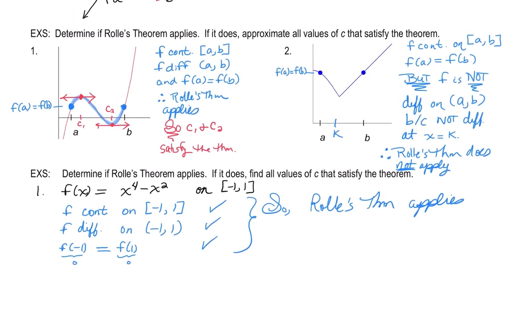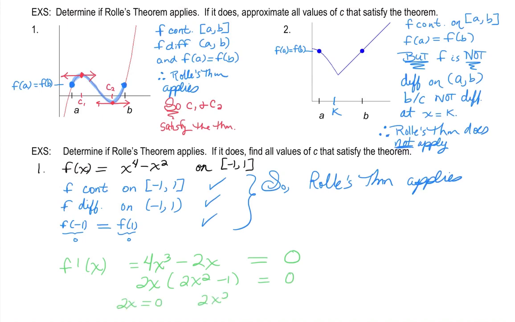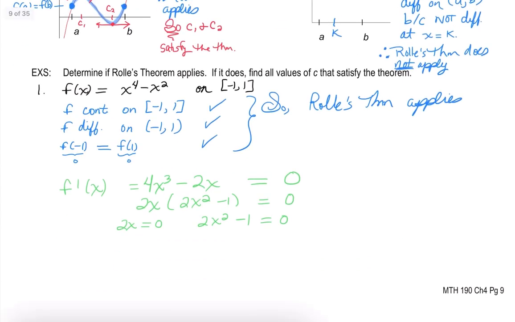All right, so let's actually find the values of c guaranteed by the theorem. We're looking for where f prime is equal to 0, and f prime in this case is 4x cubed minus 2x. So we factor out a 2x, and we have 2x times the quantity 2x squared minus 1 equals 0. Setting each of our factors equal to 0, we have 2x equals 0 and 2x squared minus 1 equals 0. Then dividing by 2, and on the second equation adding our 1.